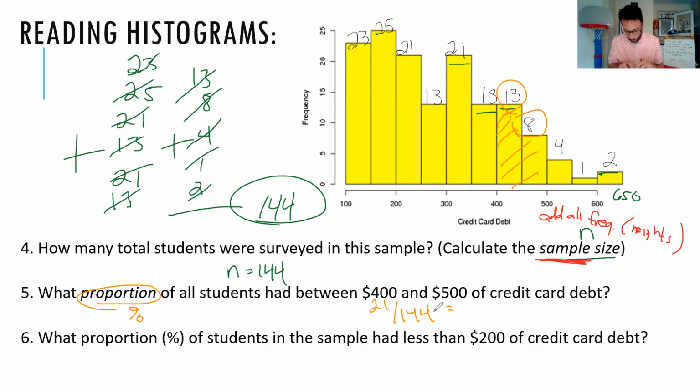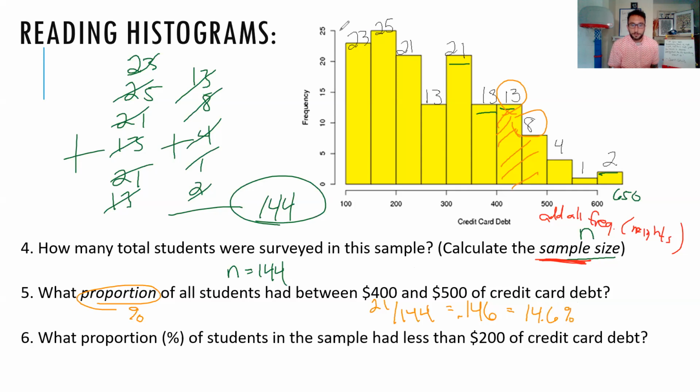And when I do 21 divided by 144 on my calculator, I get 0.145, 0.146 if I know how to round, which is about 14.6%.